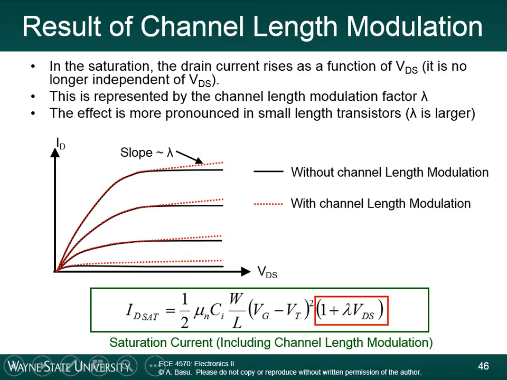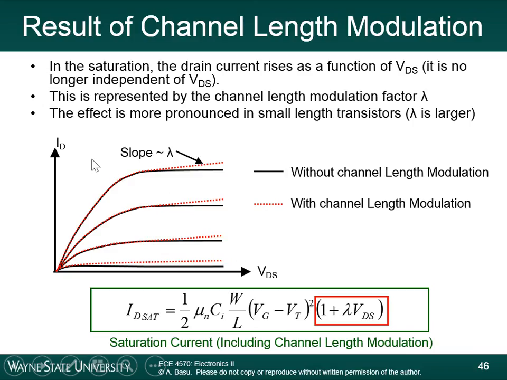When you include the channel length modulation effect, the reduction in the channel length with applied VDS causes the current to increase as a function of VDS when you're in the saturation region. So instead of a flat horizontal line here, you'll see a line with some finite slope associated with it. That's this red dotted line here.